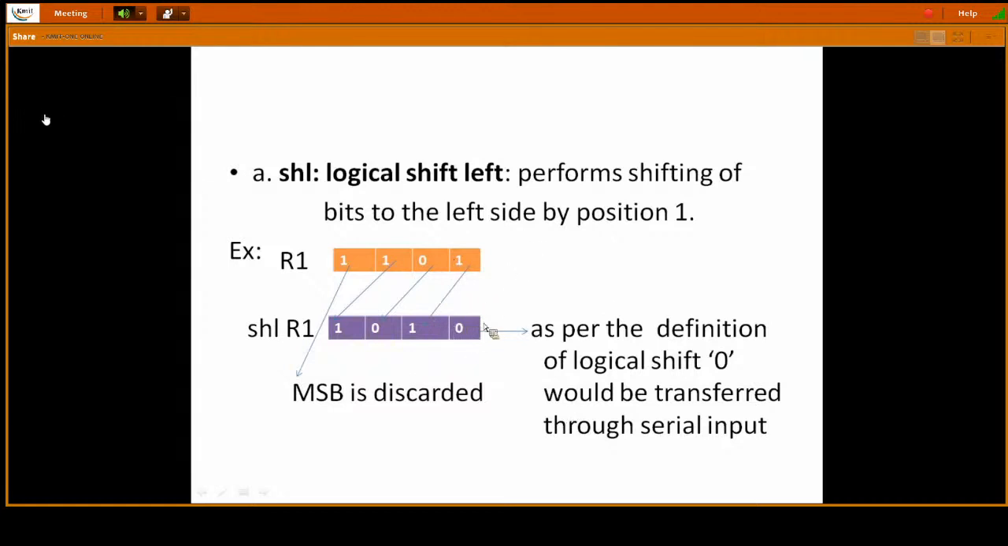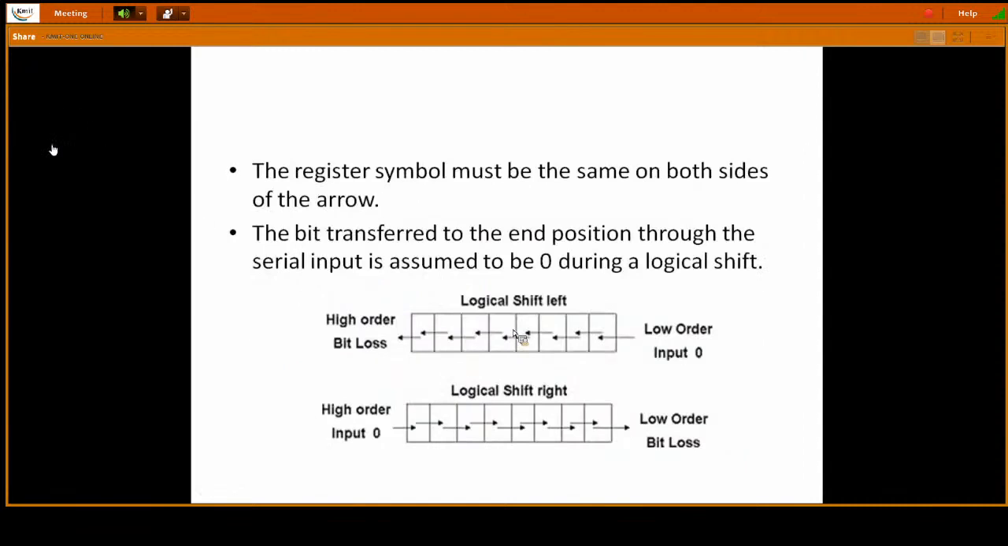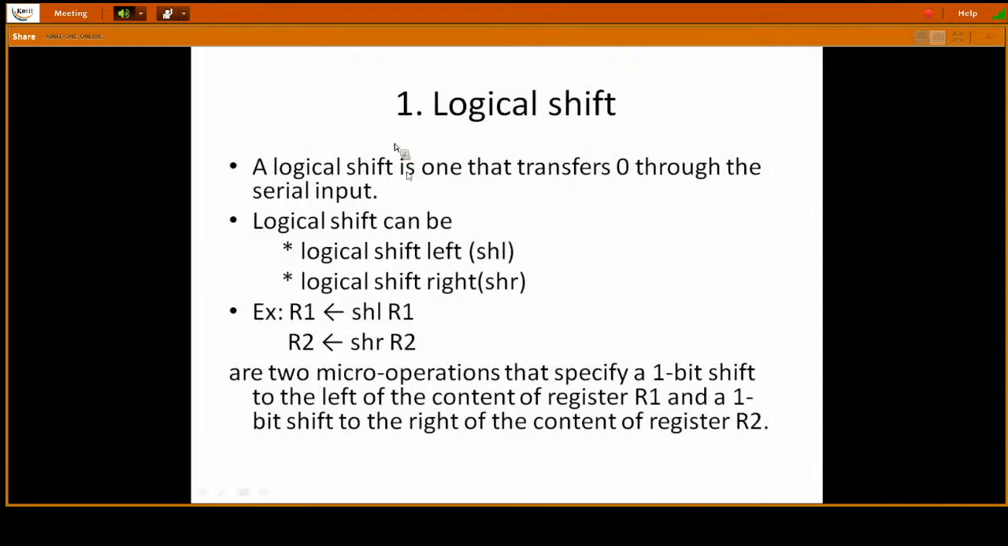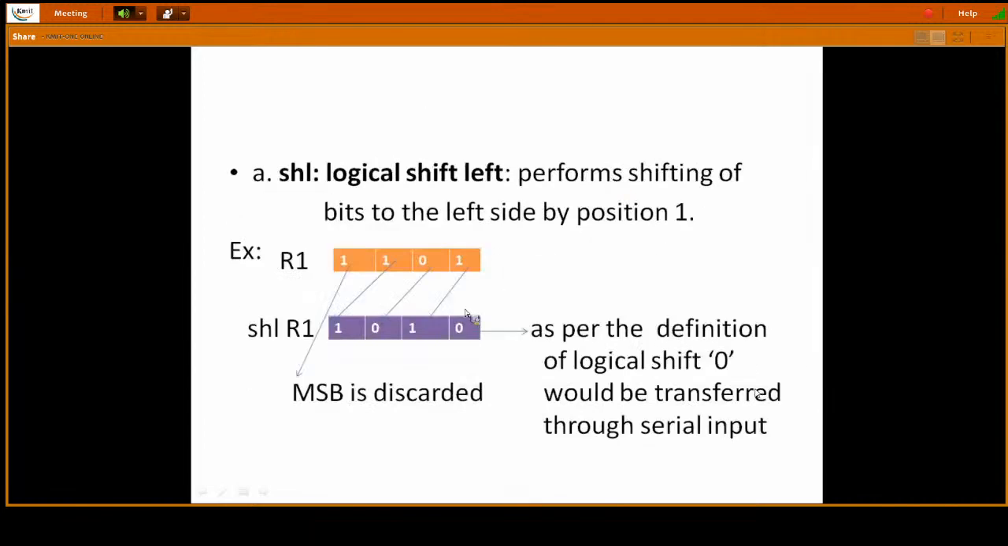So as per the definition of logical shift, what is the logical shift definition? See here. The logical shift is the one that transfers a 0 through the serial input. So a 0 will be transferred here. The 0 will be transferred at the LSB position as per the definition, and you can discard the MSB in case of a logical shift.